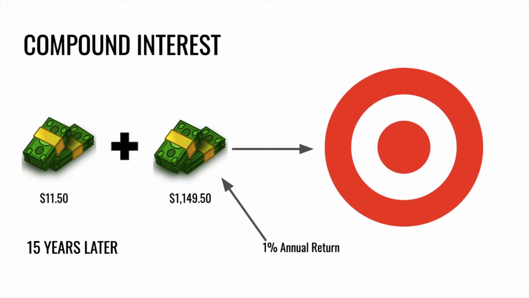Now, however, let's jump to what happened at the end of 15 years. Well, your total interest plus your principal is now $1,149.50. And Target stock is still increasing by 1% each year in our example. So in this 15th year, you're going to get $11.50 in interest.